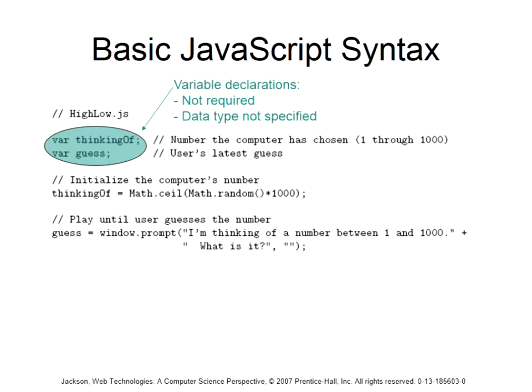After that, variable declarations. So in JavaScript, the declaration is not required and the data type is not specified. So here it is not required to create a var thinking of or var guess. Thinking of is the name of the variable. Guess is the name of the variable. Var is a keyword, but we can remove all this. We can remove it, not required in JavaScript.